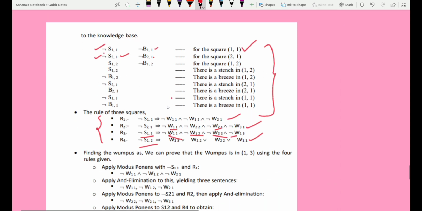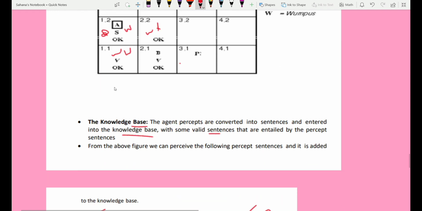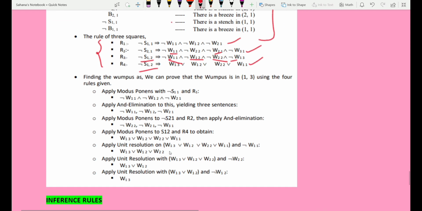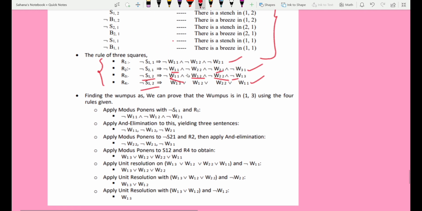It might be there or it might not be there. So in 1,3 there will be the Wumpus, so we will write it. Now, using the inference rules, we will solve this.